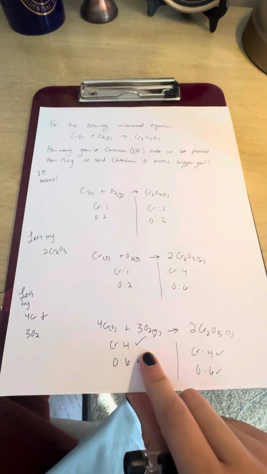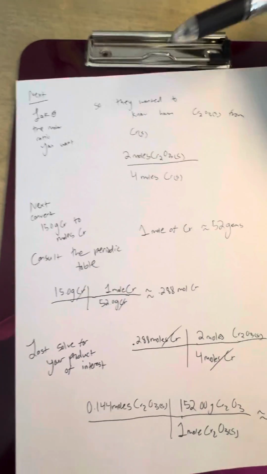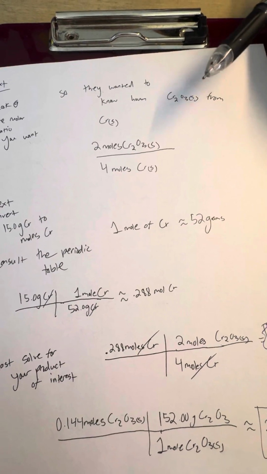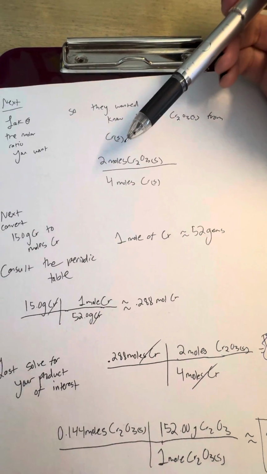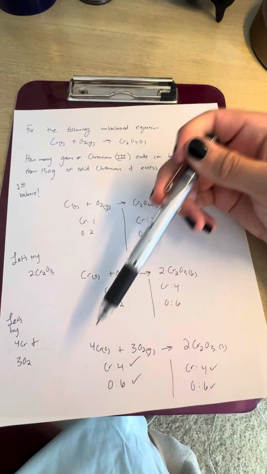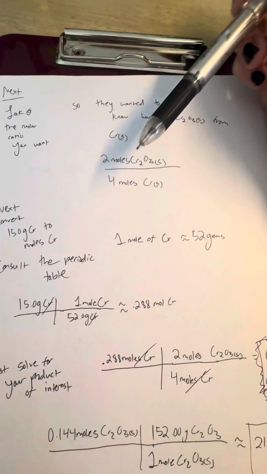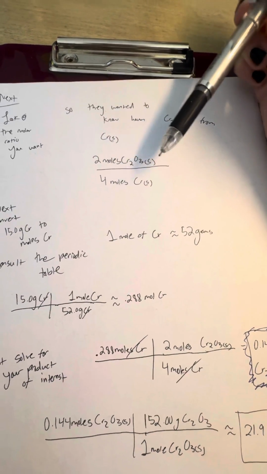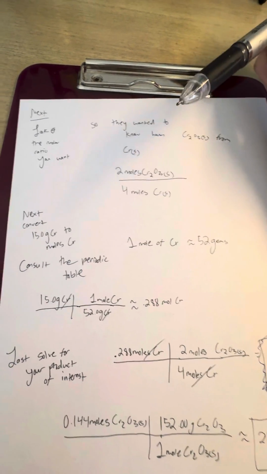So now we can find the molar ratio that we need. They wanted to know how much chromium trioxide you get from solid chromium. From our balanced equation, we see that it is a 2 to 4 ratio. So we get 2 moles of chromium trioxide product for every 4 moles of solid chromium used as a reactant.